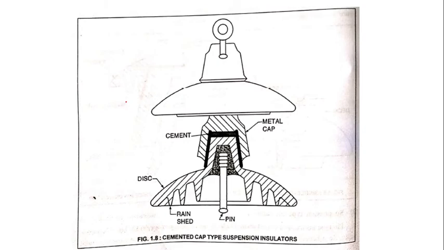This is the figure. This is disc number 1. This is disc number 2. Over here we have the pin, which is going to connect the conductor. We are going to connect our conductor over here, and we are going to connect our tower arm over here. And this is the metal cap, and this is the cement, with the help of which we can connect both the caps. Okay, so this is the cemented cap type suspension insulator.